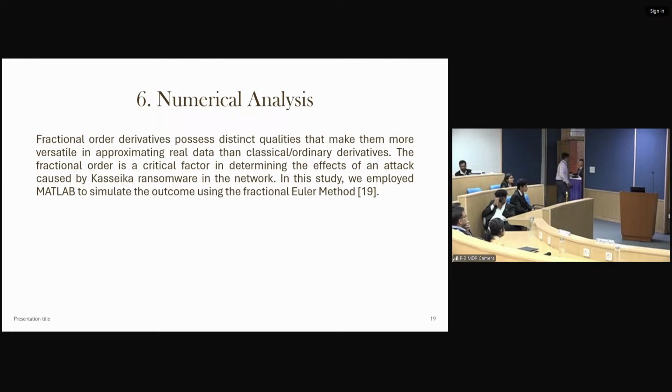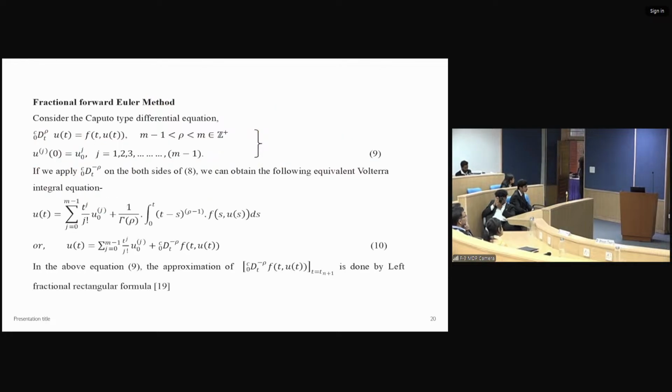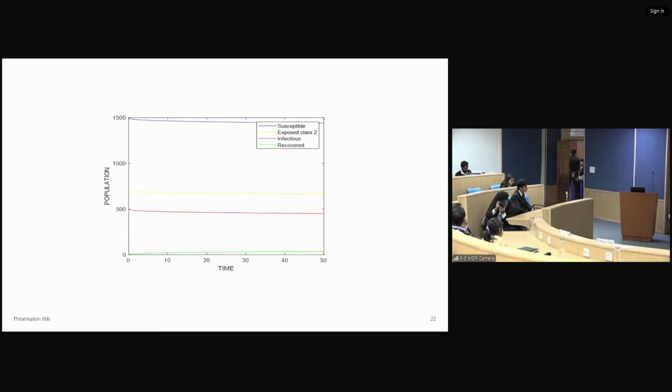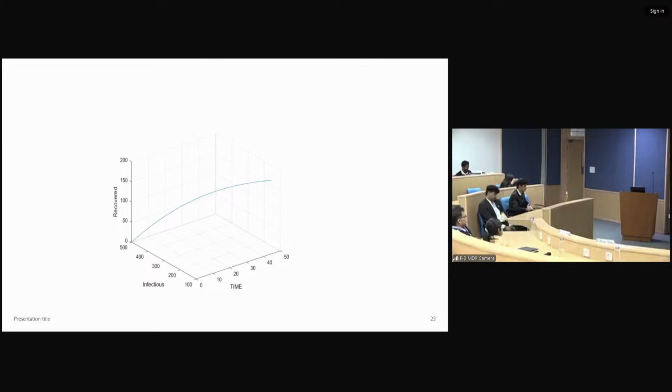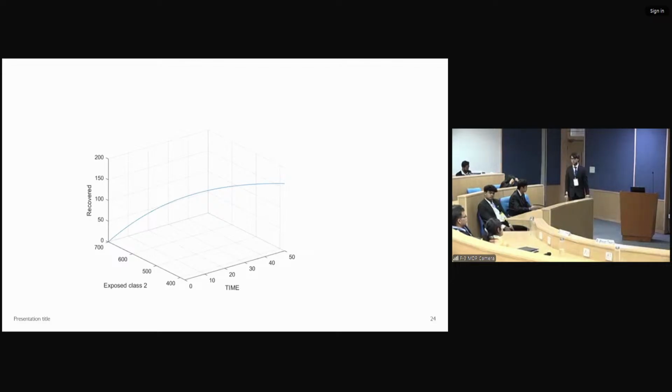Numerical analysis, we have done it through the fractional forward Euler method, and using the fractional forward Euler method and MATLAB, I have found this figure. This is the time series analysis of population with time, with rho equal to the Caputo operator equal to 0.34. This is the behavior of Kasaka ransomware through the infectious class and recovered class, and this is the exposed class to recovered one.